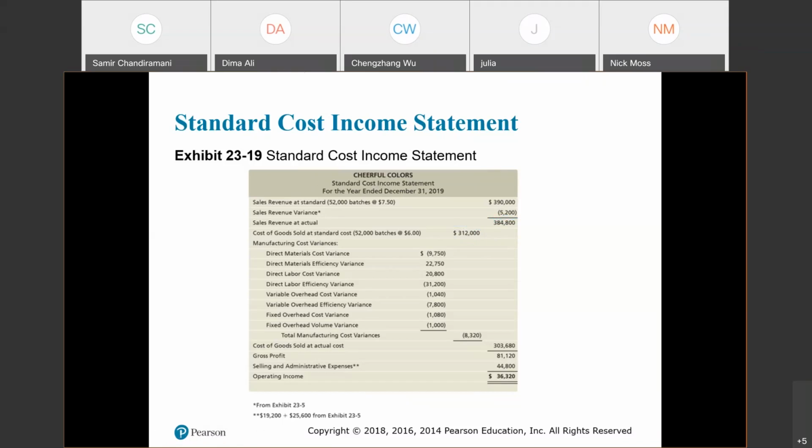All right, this is the income statement in a standard cost system. And this is also the very last part of this chapter. So I think that's all of this class and all of this chapter.